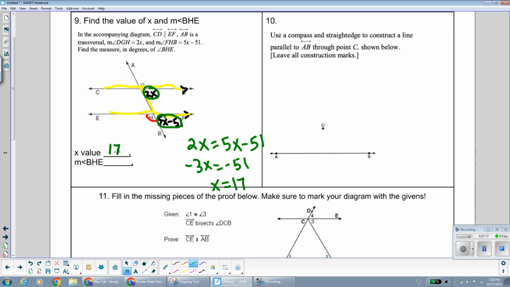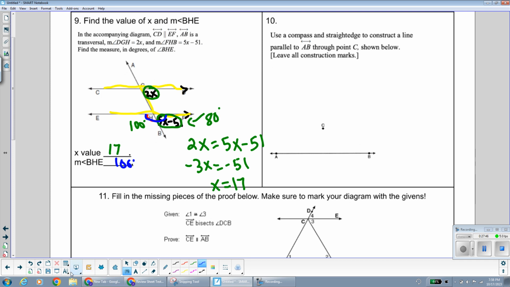And for the measurement of angle BHE, first we need to find the angle next to it. So let me do 17 times 5 minus 51, and I got 80. That makes the angle that it's supplementary with 100, because these two angles are supplementary to each other. So I found 100 degrees here.